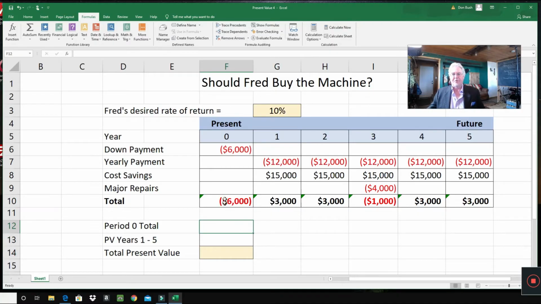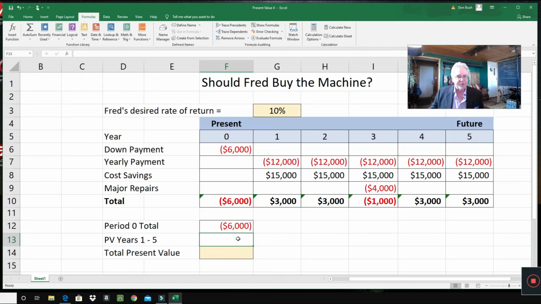Okay, so folks, after we have all the totals here, all we do is simply finish out this bottom part and we're done. So period 0 total, that's the negative $6,000. So I'm just going to copy that negative $6,000. Now, I don't need to find the present value of that negative $6,000 because it already is at the present. So we don't want to change that a bit. Now, the present value of years 1 through 5, these are the numbers here, year 1 through 5. We do need to find the present value of those numbers.